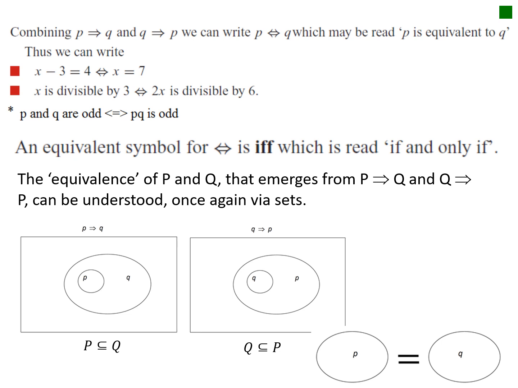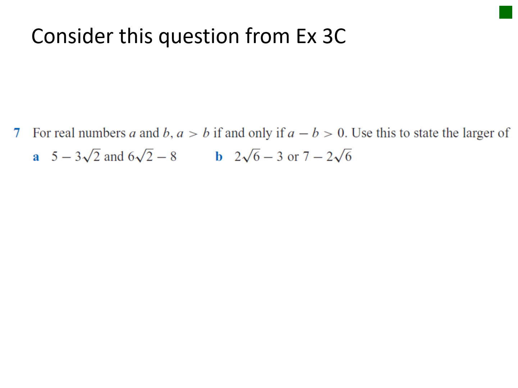It's to say, even though on the surface two statements mightn't seem like they're indicating the same set of truths, in fact, using logic, we can assert that they are equivalent. They are saying the same thing. All right, here's an example from exercise 3C that you'll be tackling later. For real numbers A and B, A is strictly bigger than B if and only if A minus B is strictly bigger than 0. Now, what does that mean? You need to understand it.